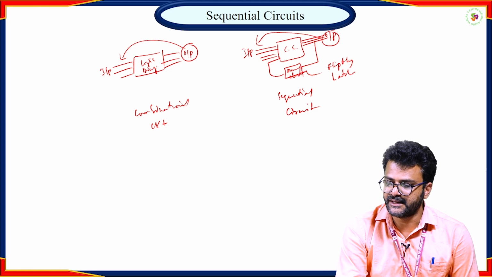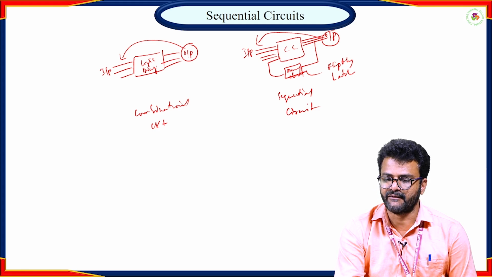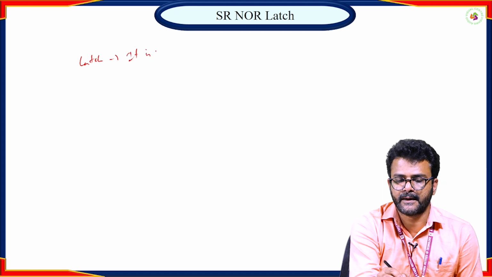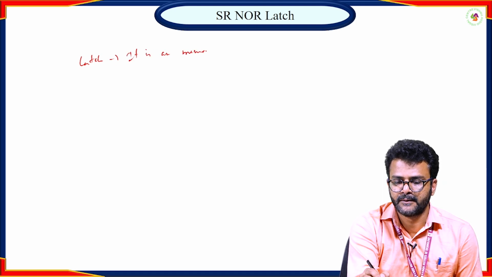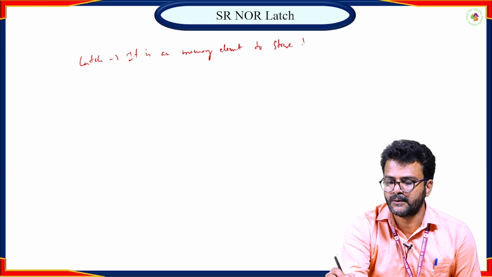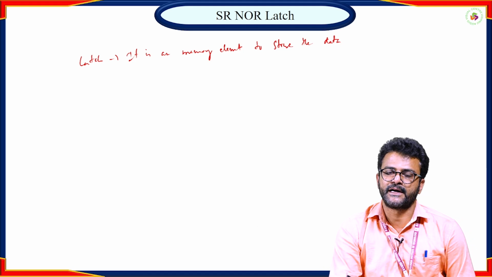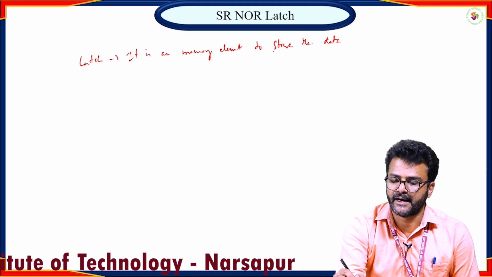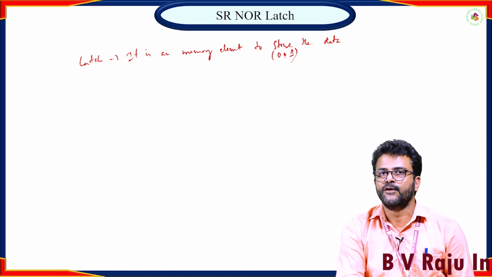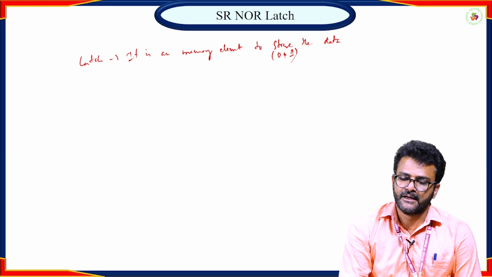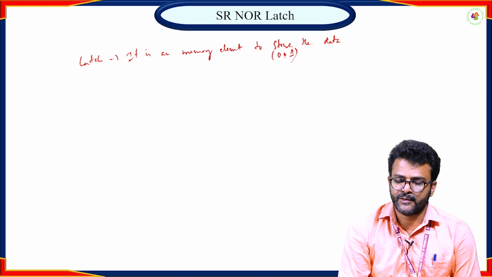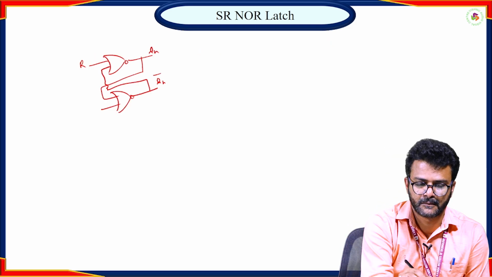First of all, we will see what a latch is and what different types of latches are available. A latch is a memory element used to store data, either 0 or 1. One latch can store only a single bit of data. If you want to store 4 bits of data, we need 4 latches. Based upon the number of bits of data we have, we need that many latches. Before going further, we start with the SR NOR latch.